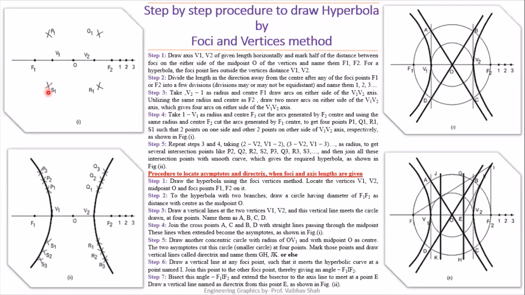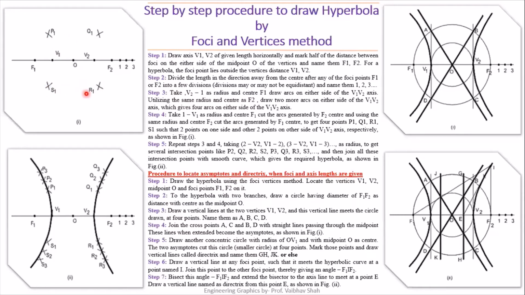After that, we have to take the same dimension of V1 till 1, and select F1 as a center, and cut the arc of F2. So we use F1 as a center, and we cut this arc of F2, which was previously drawn here, and somewhere here down here. Now, after cutting these arcs, we'll be denoting these points as P1, Q1, S1, and R1.